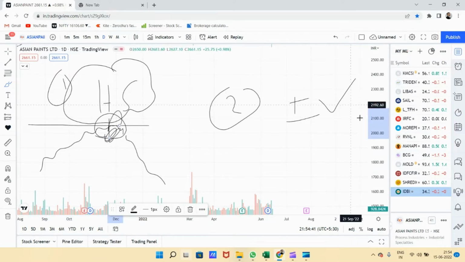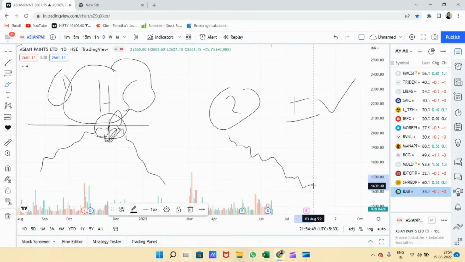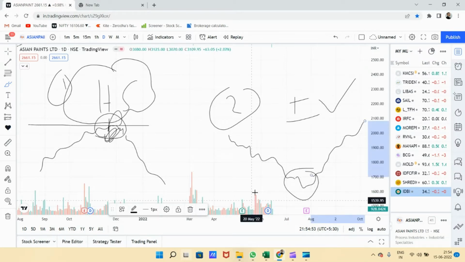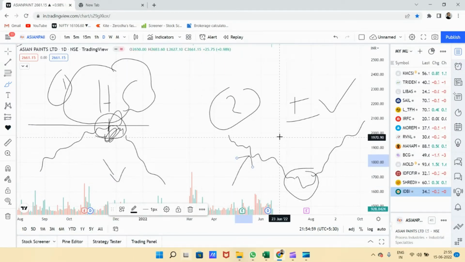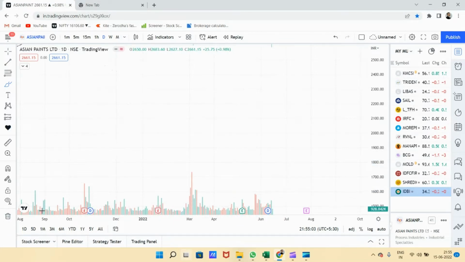The second one is inverted head and shoulders, and it is also a trend reversal pattern. But this pattern happens when the stock price is coming down and the trend changes, and the stock price goes up. So one is for the down movement, and the other is for the up movement. Is that clear? Let's see how to draw it and the psychology behind it. First we are going to see the head and shoulders pattern.